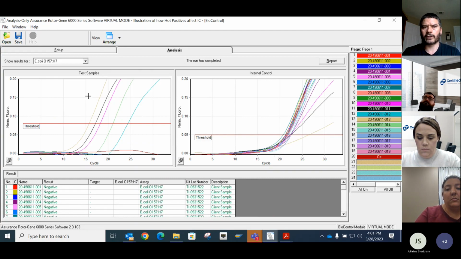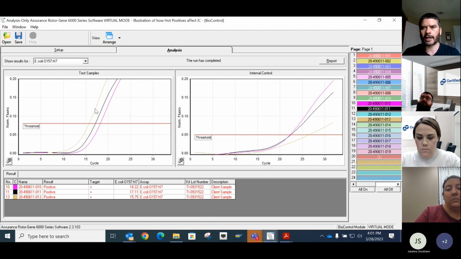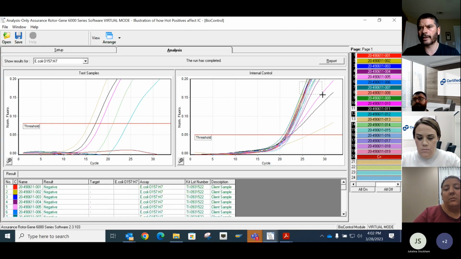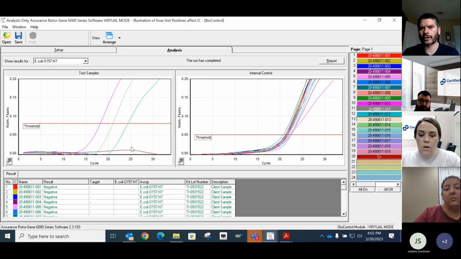But when we look at the impact this has on the IC, stronger positive, you see how it affects the IC. The next strongest positive, this IC, and then last, this IC, with a very, I'd say, minimum impact, but you can see it when you include it with these, how it's starting to affect it when the samples are negative, so there's no DNA amplification occurring.